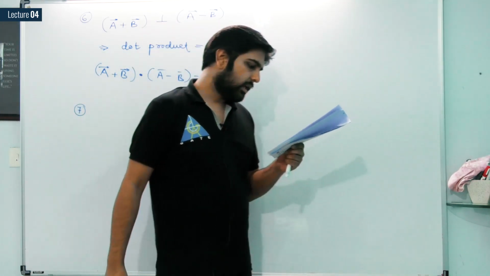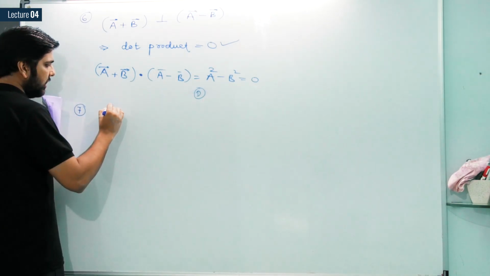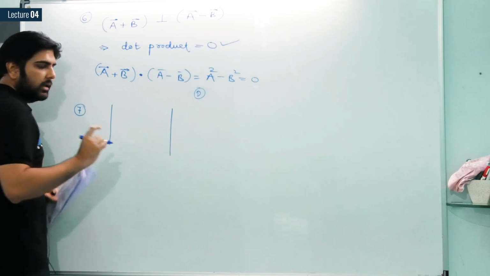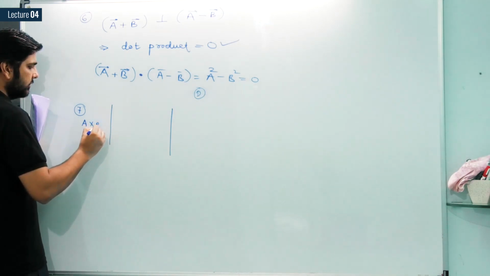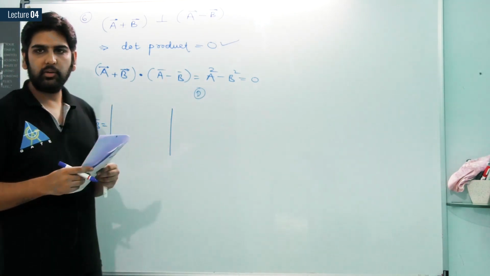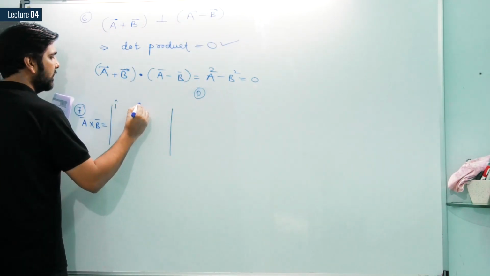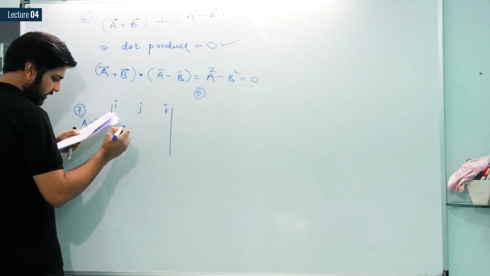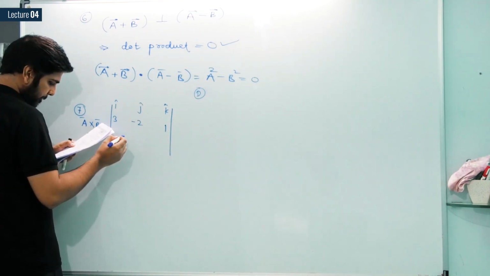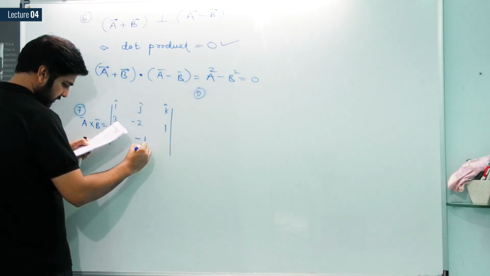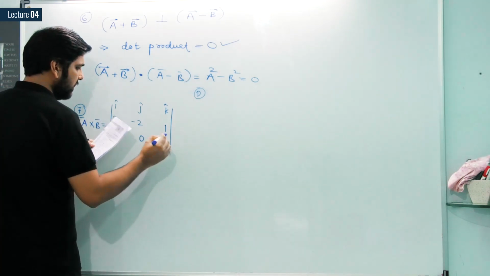For question number 7, it is A cross B dot A. That means firstly you have to find the cross product, then you find the dot product. So I am calculating A cross B. I have here I, J, K. What is the value of A? 3, minus 2, 1. What is the value of B? 2, 0, because the J side is nothing, and minus 1.